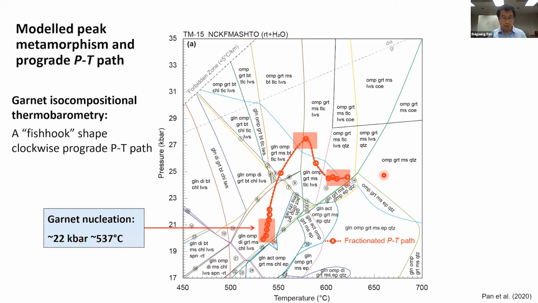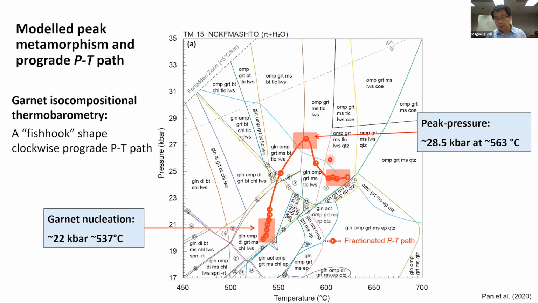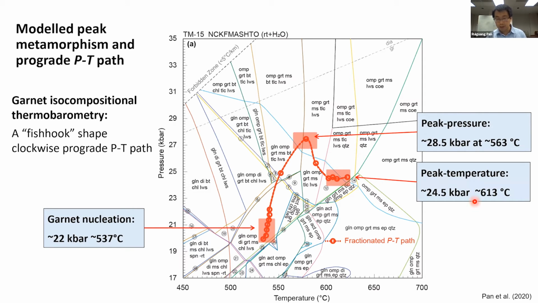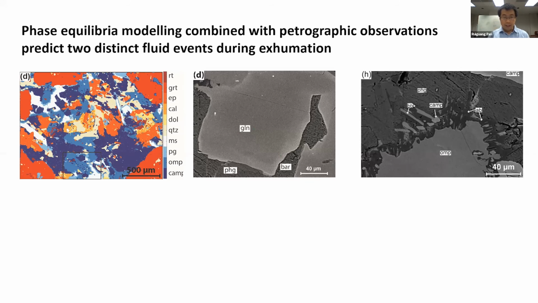It has the garnet nucleation PT condition at 22 kbar and 537 Celsius. For peak pressure, it has 28.5 kbar at 533 Celsius. For the peak temperature, it has 613 Celsius at 24.5 kbar. The second part of this study is about investigating the fluid events during the eclogite exhumation.